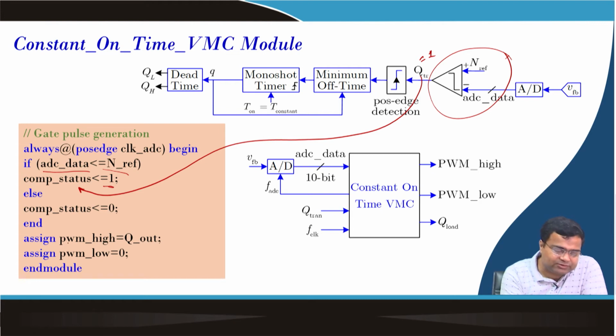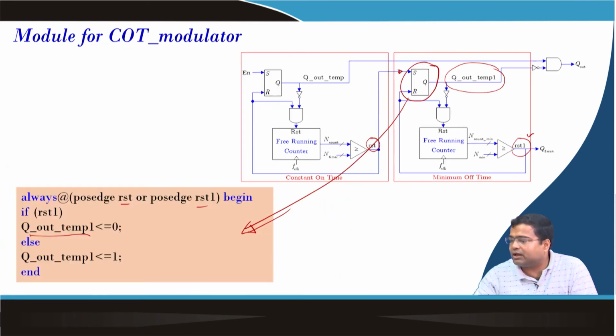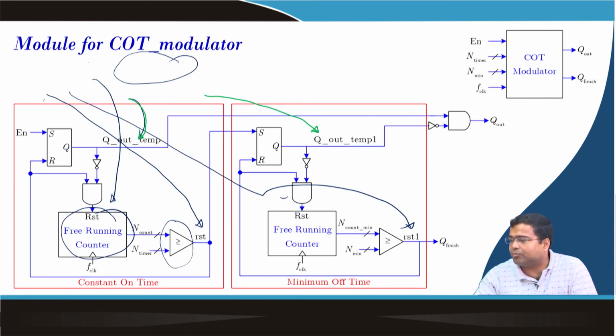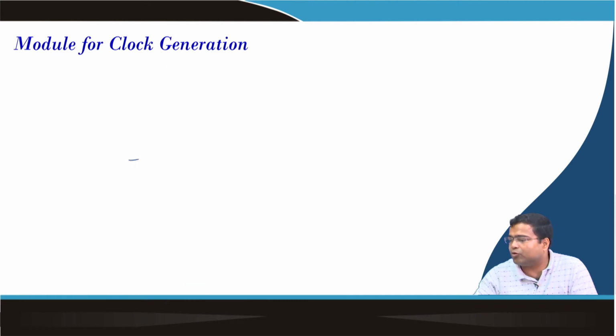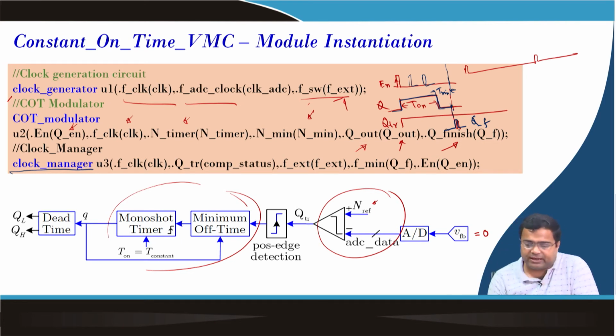Now, since we are using only the non-synchronous buck, the conventional buck, this output of the gate will simply go to the high side gate, and the low side gate will be set to 0. And what is Q out? Now, after all this discussion, you have to go to the module instantiation block, where the module is instantiated. So the Q out is the actual output of this counter monoshot timer, which is a combination of on time plus minimum time. And that is Q out.